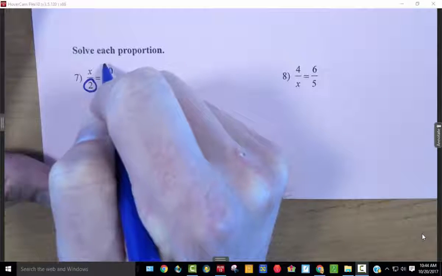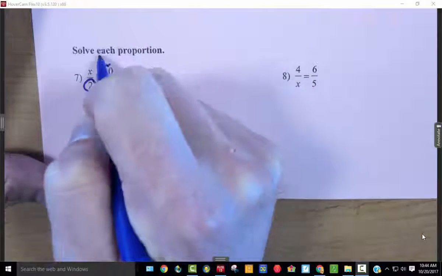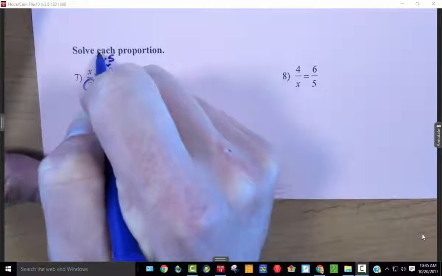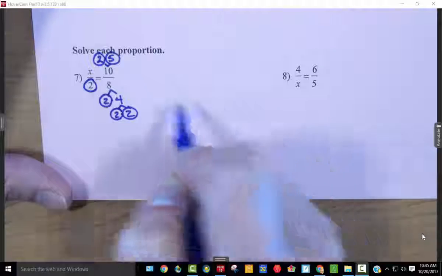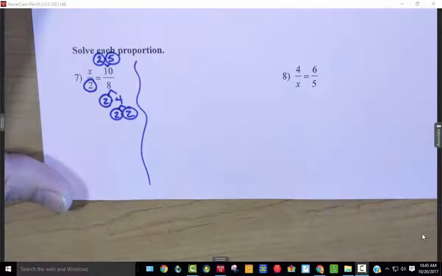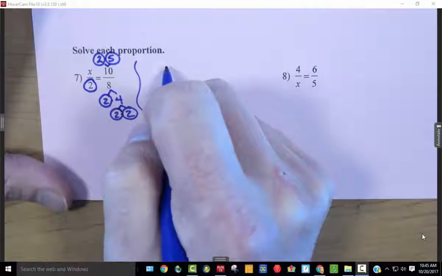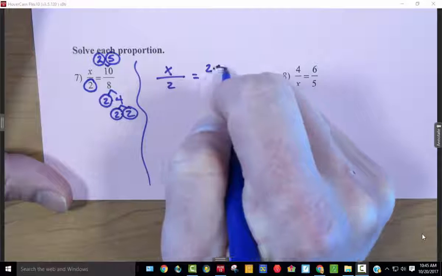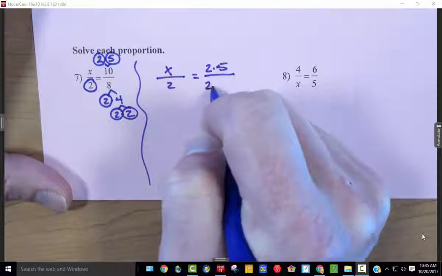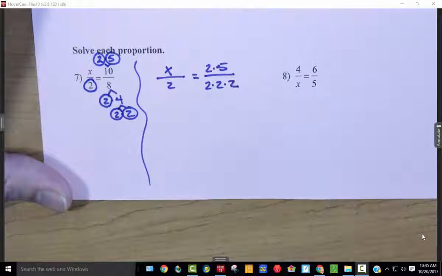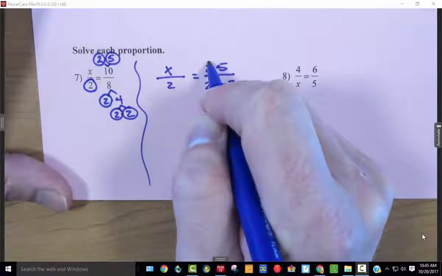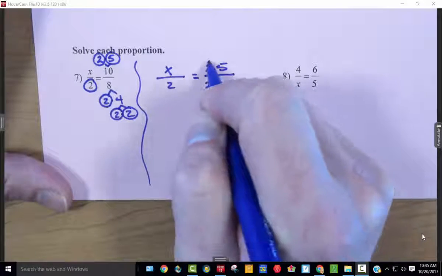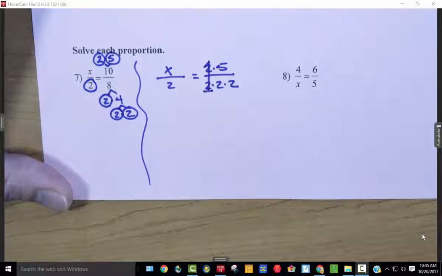If I take a look at the number 10, I'm going to kind of go upside down here and I'm going to say that 10 is 2 times 5. 2 is prime, 5 is prime. So I'm going to start this problem by rewriting the original proportion using only prime numbers. So I'm going to say x divided by 2 is equal to 2 times 5 divided by 2 times 2 times 2. Now if you want at this point, you can always look for your giant ones and recognize that we have a 2 divided by a 2, and I'm going to make that into a 1.